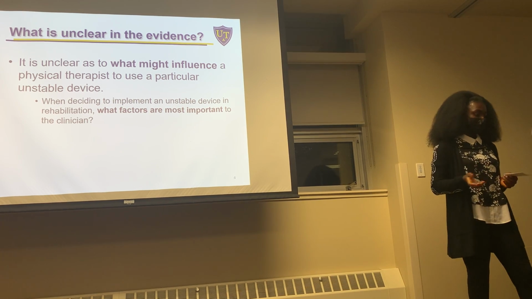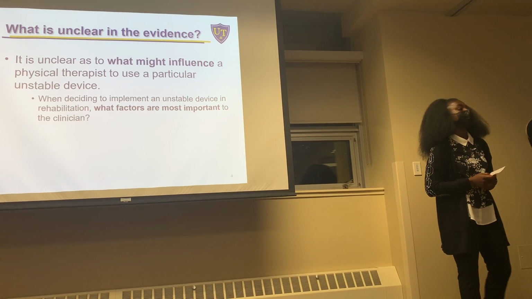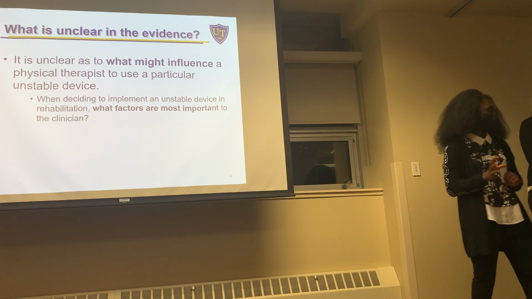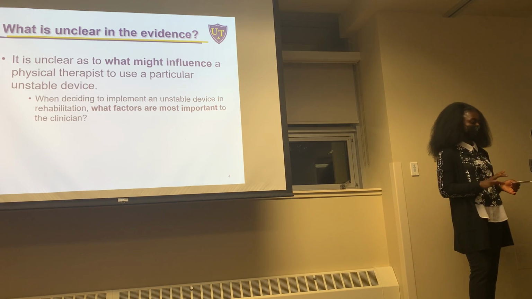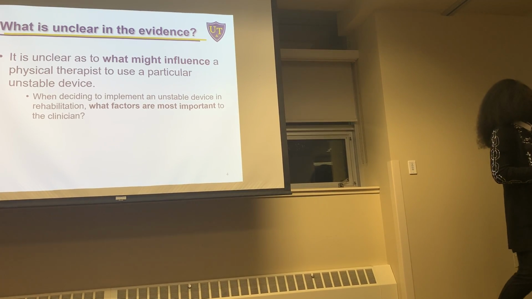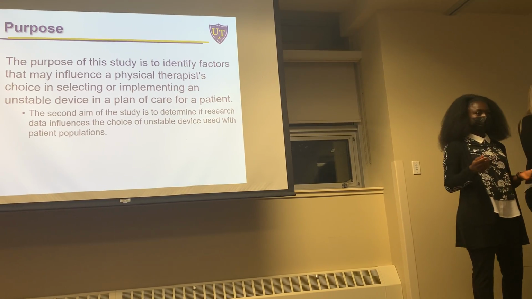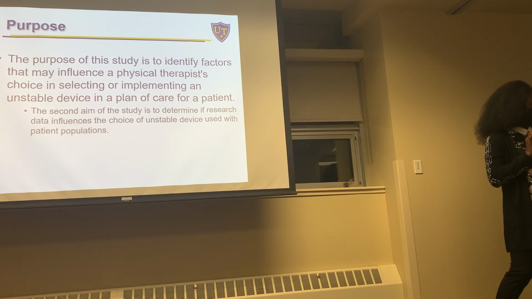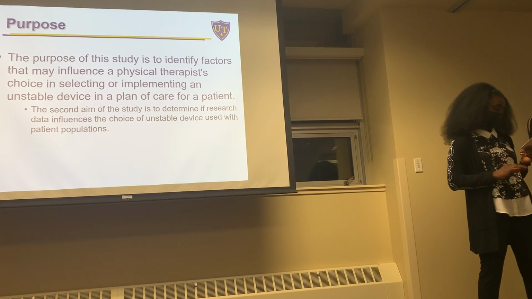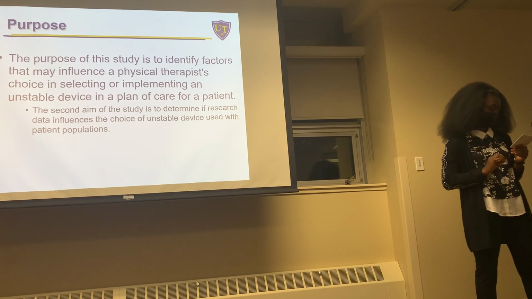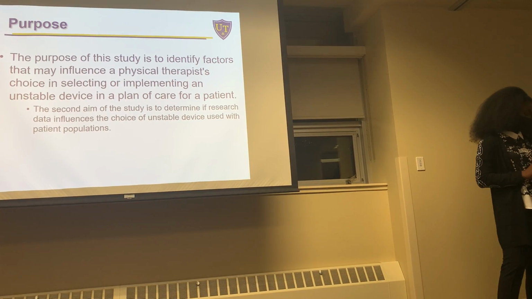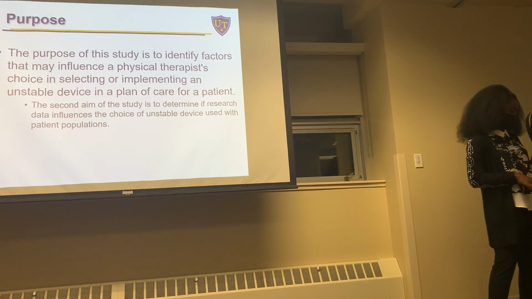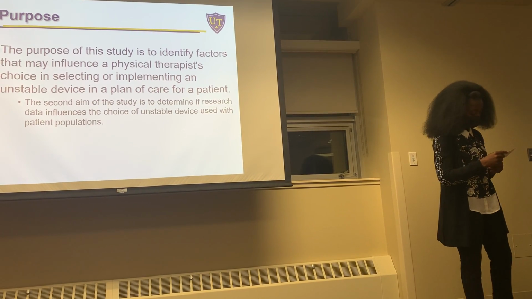So what is unclear about the evidence? It is unclear as to what might influence a physical therapist to use an unstable device. Like what factors are they considering before making their decision to use a particular unstable device in the patient's plan of care. Which leads us to the purpose of our survey. The purpose of this study is to identify factors that might influence a physical therapist's choice in selecting or implementing an unstable device in the plan of care for a patient. And then the second aim of our study is to determine if research influences the choice of an unstable device used in patient populations.